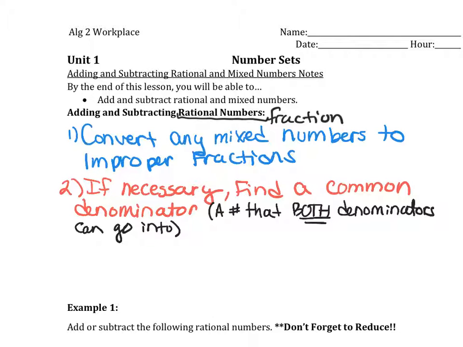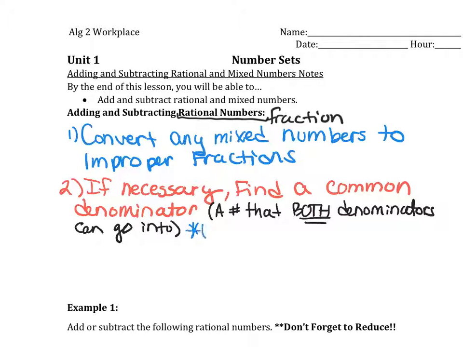When in doubt, you can always just take the two denominators you have and multiply them together, and that will give you a common denominator. It might not be the least common denominator, and you may have to do some more simplifying at the end, but if you're having trouble finding a common denominator, that will always give you one.